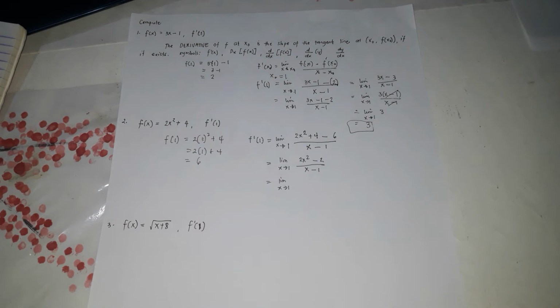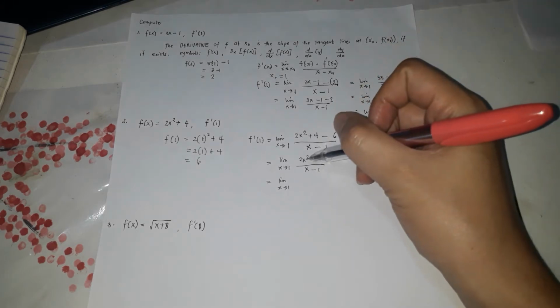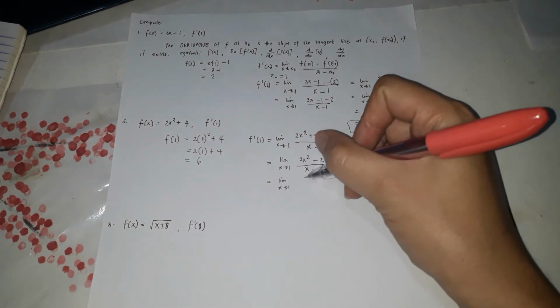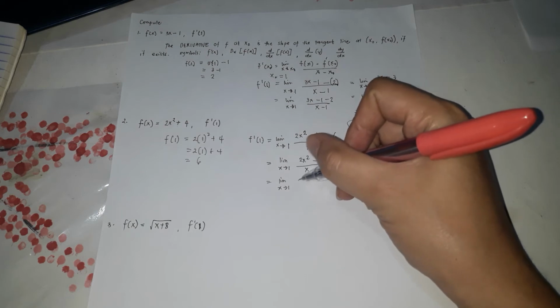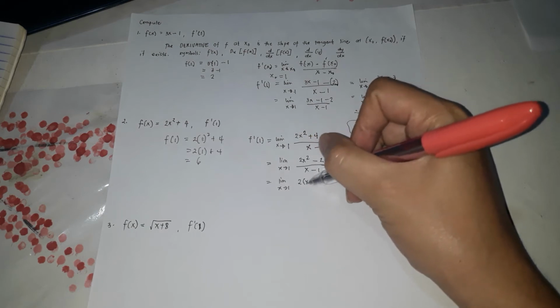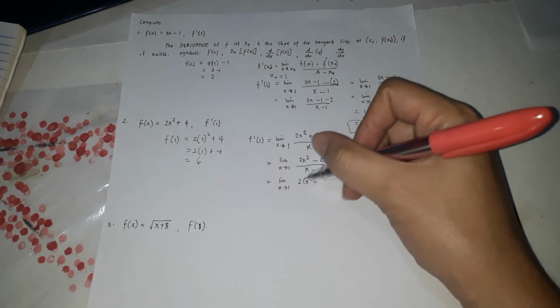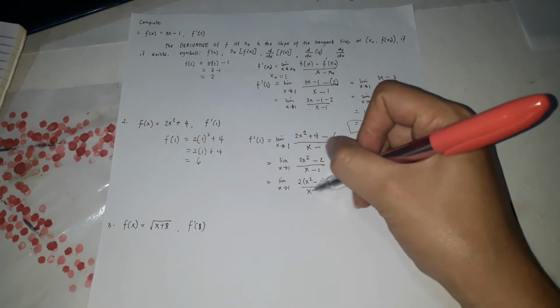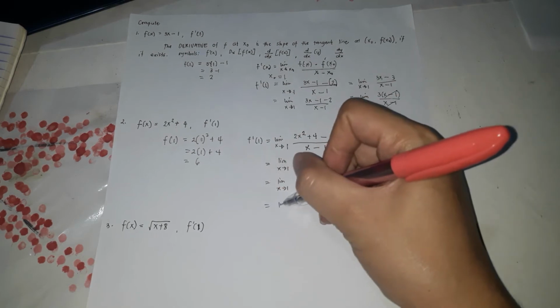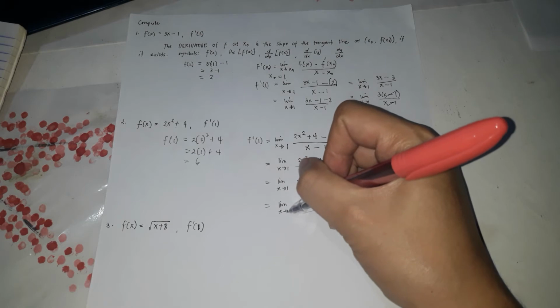So in here, we're going to use a lot of factoring or rationalization, and these are given values or functions with given limits already. So 2x squared minus 2. So we're going to have the common factor, 2 times x squared minus 1, over x minus 1, limit as x approaches 1.